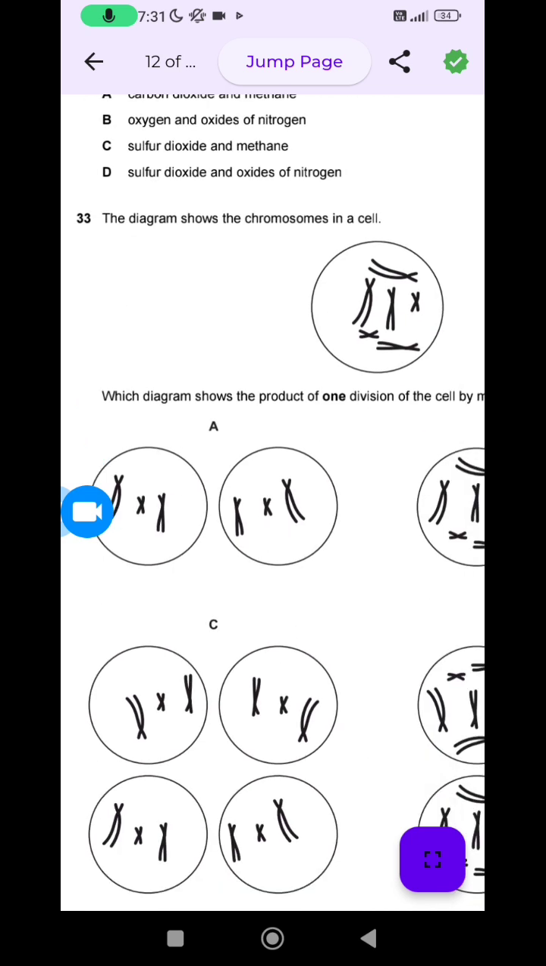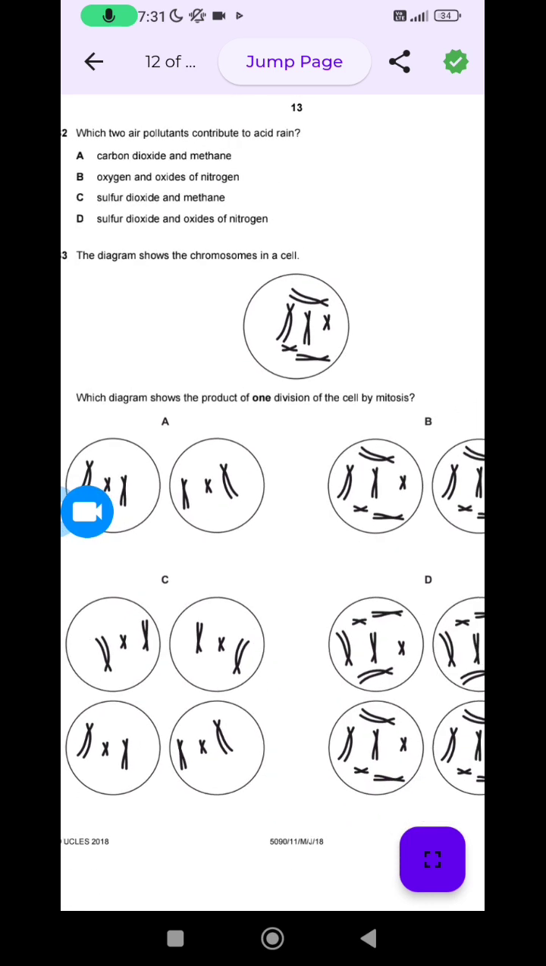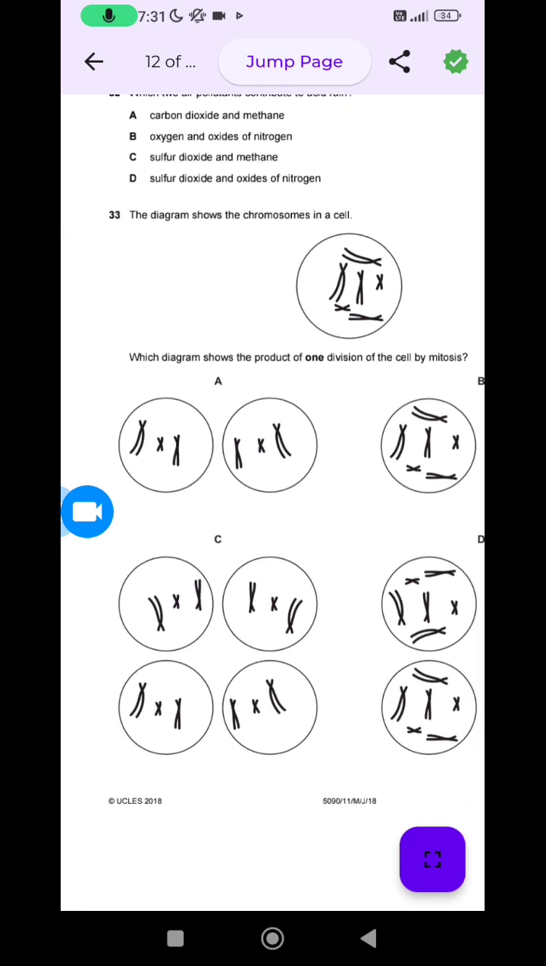The diagram shows the chromosomes in a cell. Which diagram shows the product of one division of the cell by mitosis? Now we know that due to mitosis, the number of chromosomes will remain the same. So in this cell, we can see that there are 6 chromosomes. So after mitosis, the number of chromosomes will remain 6. They will not become halved and turn into 3. So this means A and C are incorrect because in those the number of chromosomes have halved in each cell.